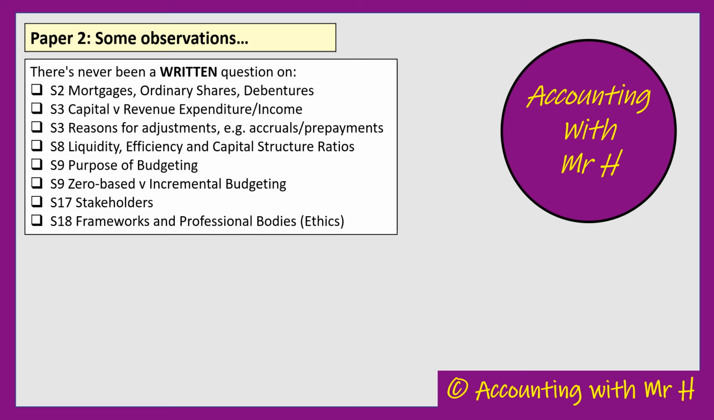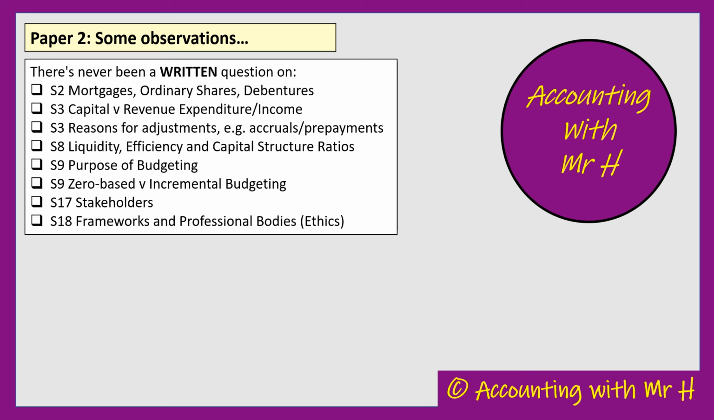Written question on capital versus revenue expenditure and income. Again, that could be in paper 1 or paper 2. But for example, a question might say something like, could be even a 3 marker or a 6 marker, why is it important to distinguish between capital expenditure and revenue expenditure, or something like that? Also in section 3, although they ask us to know how to use lots of accounting concepts and apply them, there hasn't really been a question about why it's important to apply them. So, for example, why is it important to apply the accruals concept?